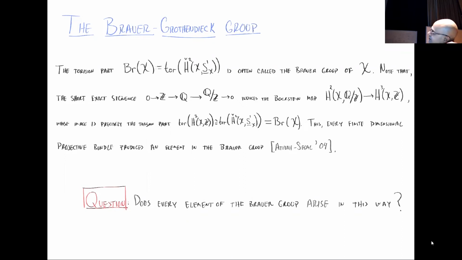And this short exact sequence induces a corresponding Bockstein map from H2 with coefficients in this procyclic group onto H3 with coefficients in Z. And the image of this Bockstein map is, in fact, the torsion part in H3, which is isomorphic to the torsion part of H2, which is just the Brauer group of X.